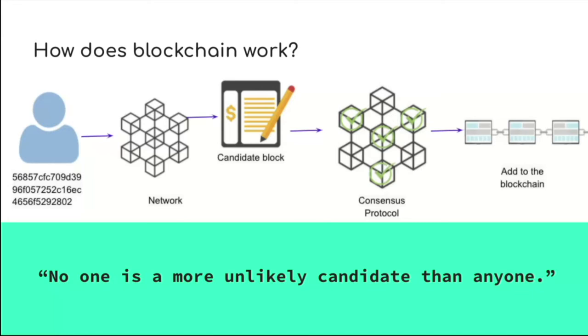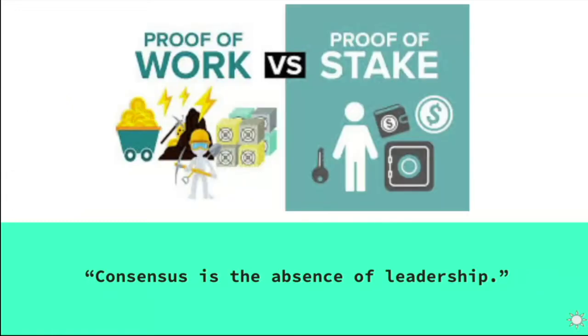The consensus protocol has two functions. One function is to make sure the transaction is valid. For example, if I want to send 10 Bitcoins to V, the blockchain will only accept it if I actually have 10 Bitcoins. If I only have 9, my transaction won't be accepted.